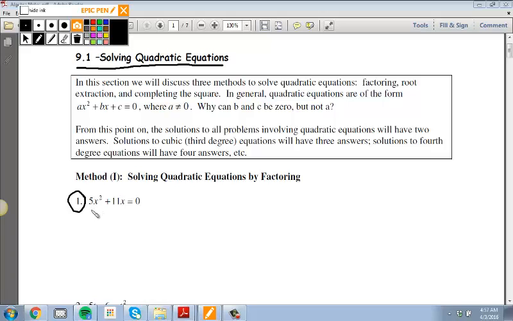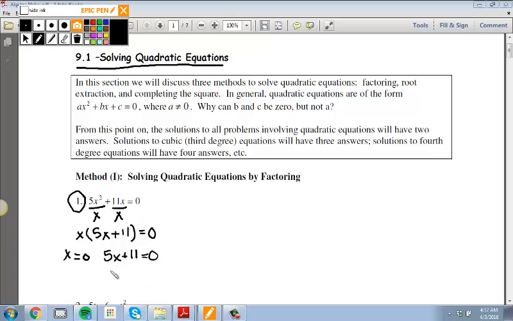So if I look at 5x squared plus 11x equals 0, I see there's a greatest common factor of x. So I'm going to factor out the x, and I'm going to end up with x times 5x plus 11 equals 0. And so then I'm going to set each of the factors equal to 0, so either x equals 0 or 5x plus 11 equals 0.